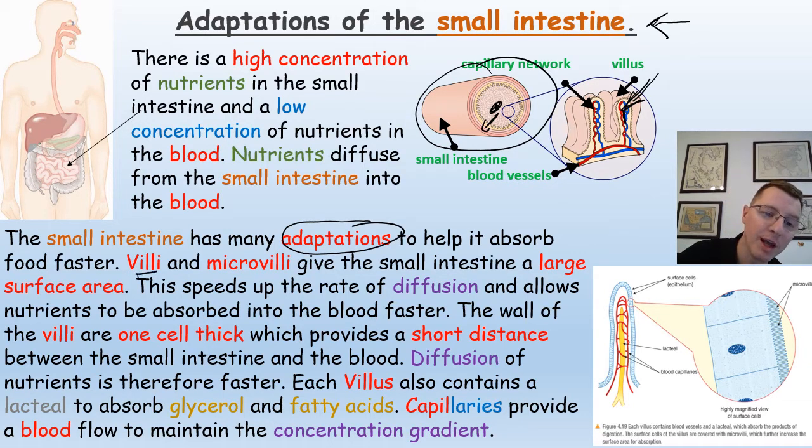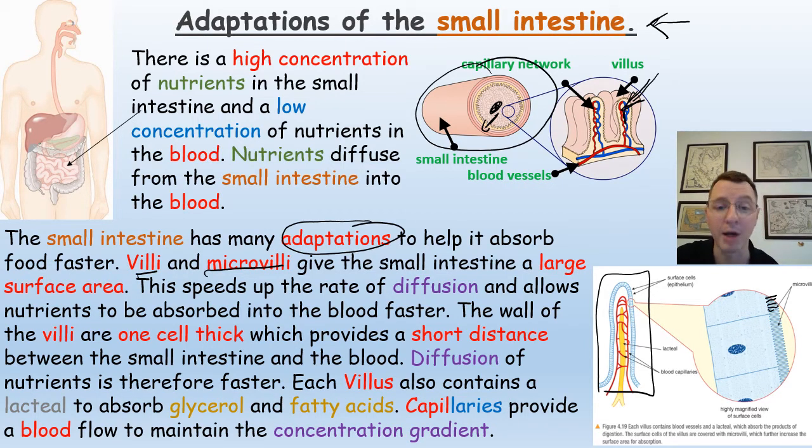Firstly, it's got villi and then microvilli. Here is a diagram of one villus, and if you look at each individual cell zoomed in here, we can see each cell is full of little folds of cell membrane called microvilli. So the villi and the microvilli give the small intestine a very large surface area, and as we've just seen, this speeds up the rate of diffusion and allows nutrients to be absorbed into the blood faster. The walls of the villi are also 1 cell thick, and this provides a short diffusion distance between the small intestine and the blood, so diffusion of the nutrients is therefore faster.